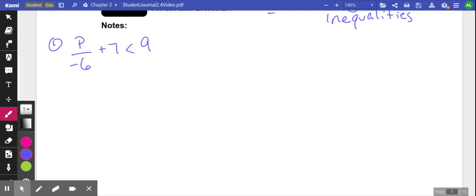A couple of us still struggle a little bit with what needs to be first. I like to think of it as I'm trying to get the variable on its own. So first, I want to deal with this separate term here. Because if I start by multiplying by negative 6, I'm going to have to affect this 7. I have to multiply the entire side of the inequality by negative 6, and that's a little bit trickier. So really what I want to do is just subtract 7 first from both sides.